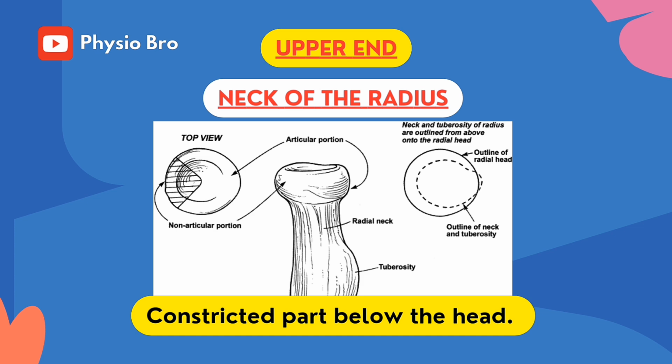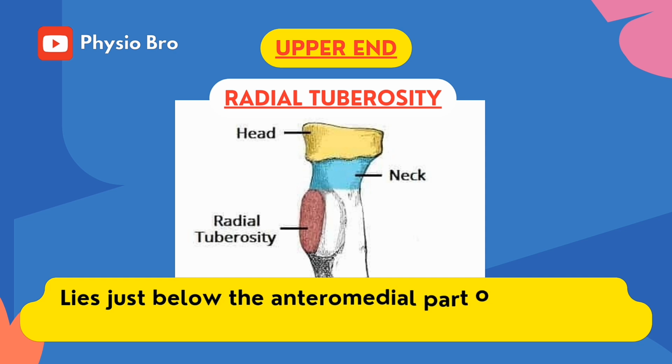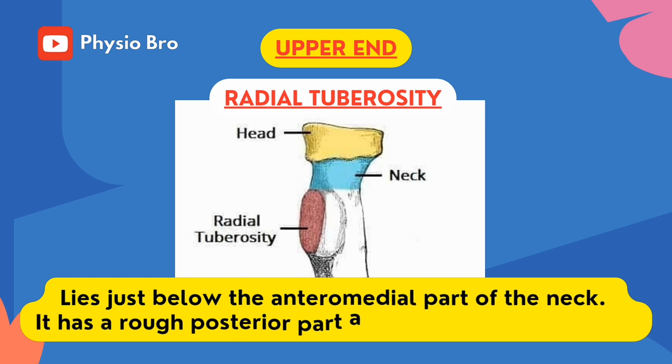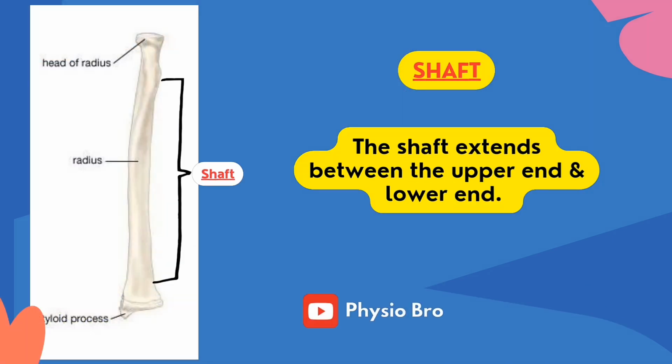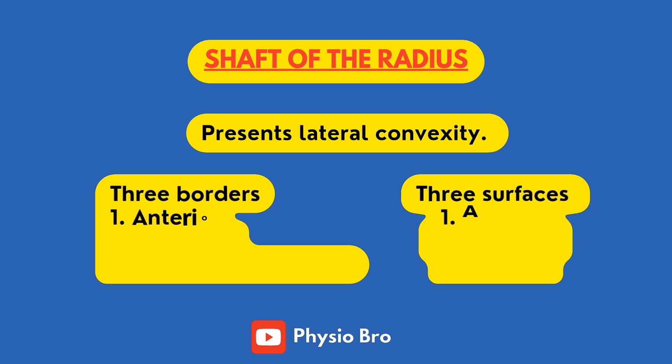Neck of the radius. The constricted part below the head is called the neck. Radial tuberosity. The radial tuberosity of the radius lies just below the anteromedial part of the neck. It has a rough posterior part and a smooth anterior part. Shaft of the radius. The shaft of the radius extends between the upper end and lower end. The shaft of the radius presents lateral convexity.